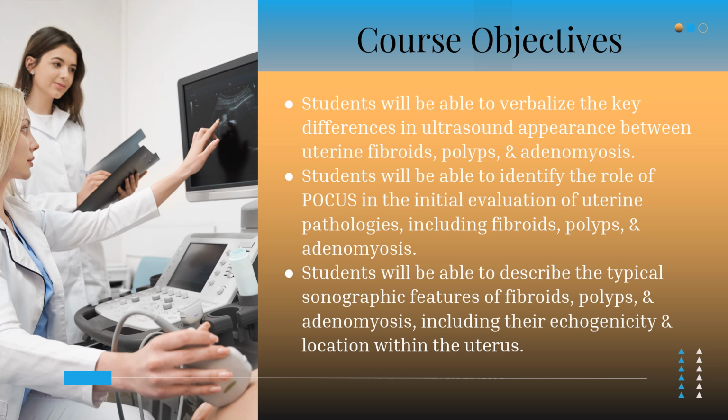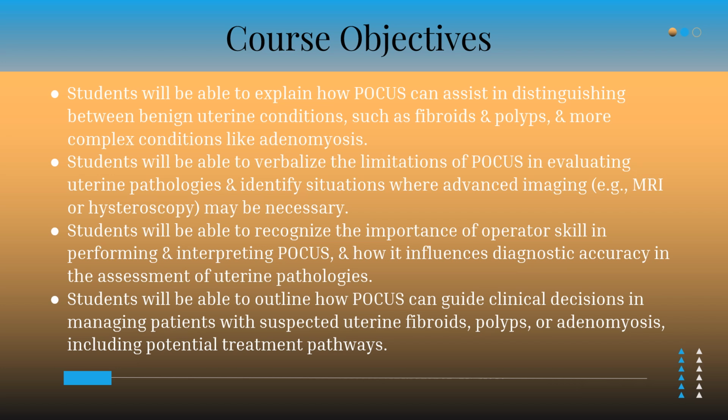In this section of our course, the students will be able to verbalize the key differences of ultrasounds with fibroids, polyps, and endometriosis. The students will be able to identify the role of POCUS in regards to the initial evaluation of those clinical conditions. They'll be able to talk about significant sonographic features that go along with fibroids, polyps, and endometriosis, including echogenicity and the location within the uterus.